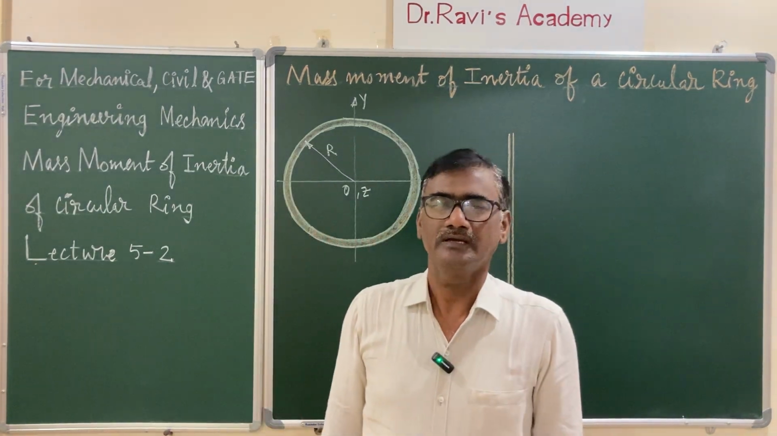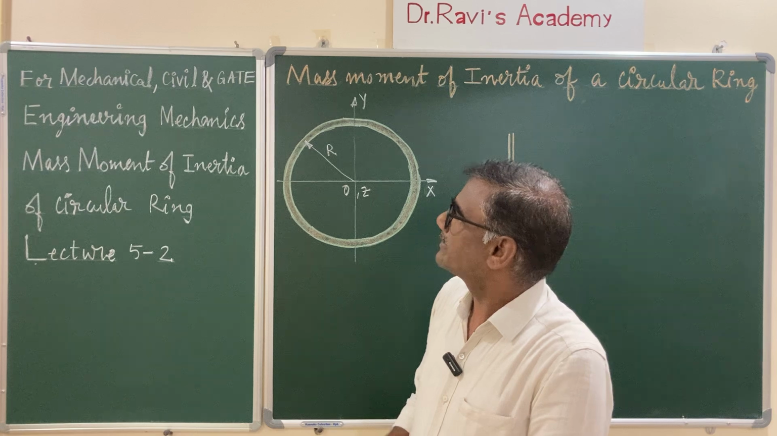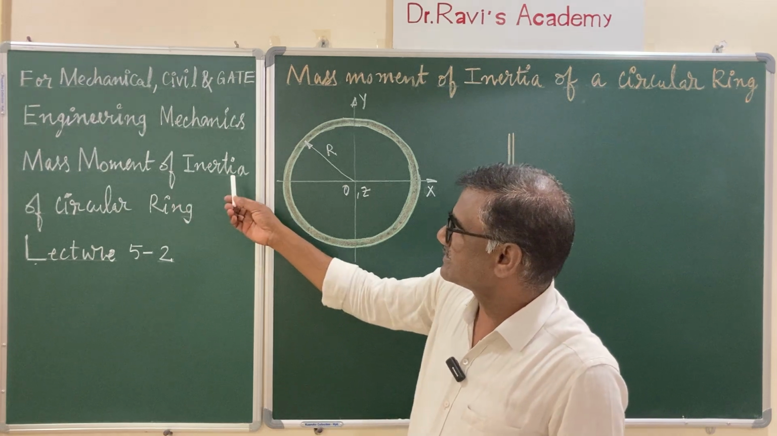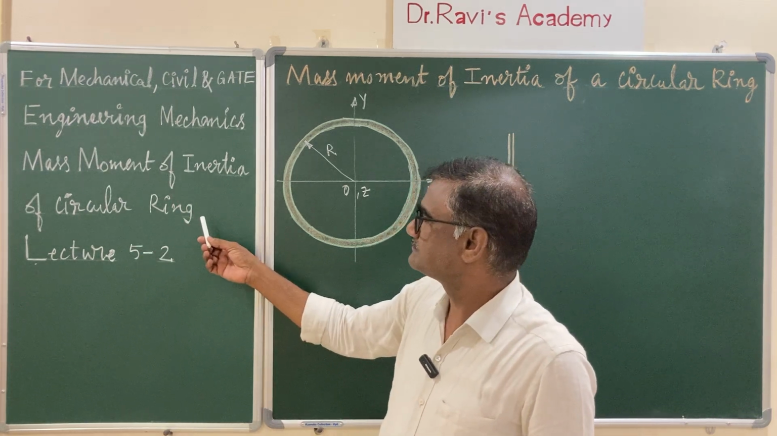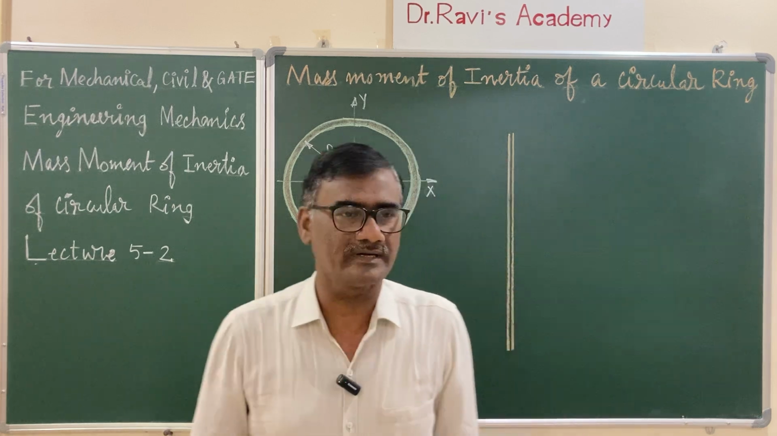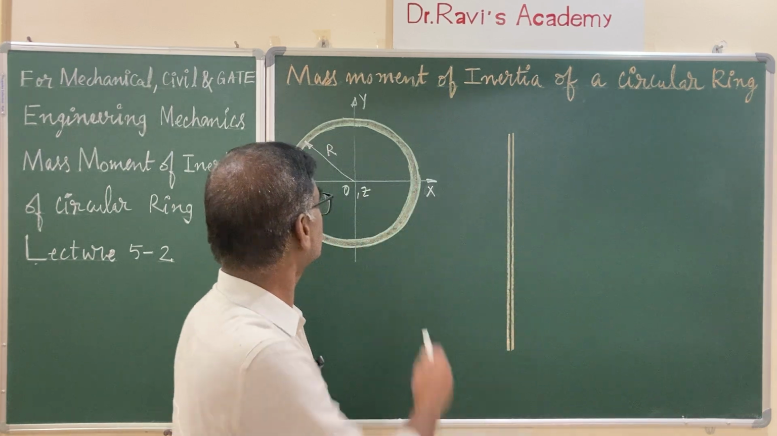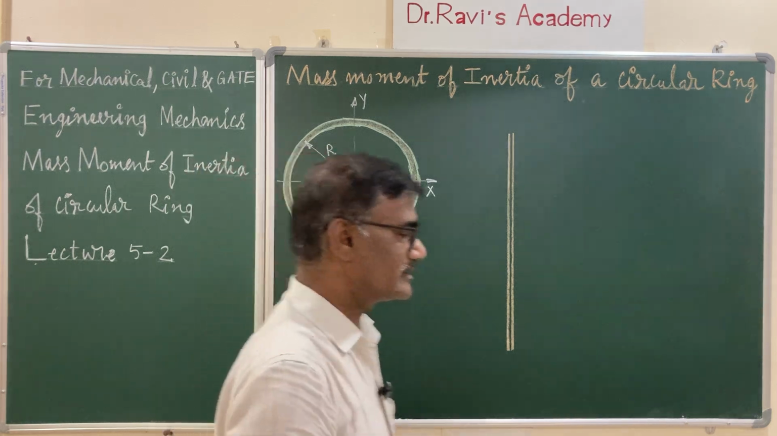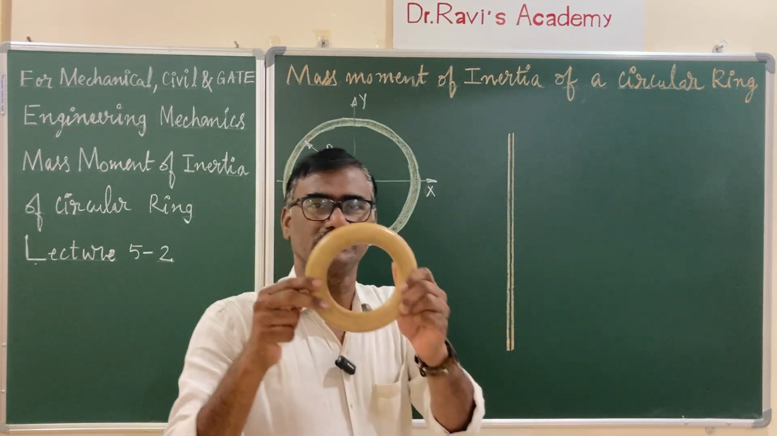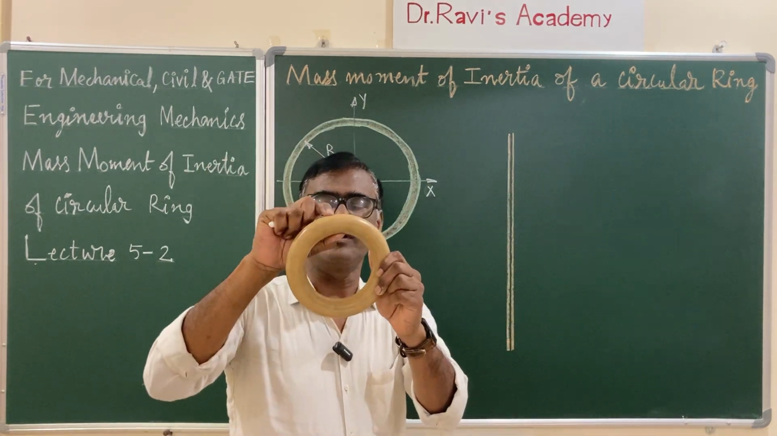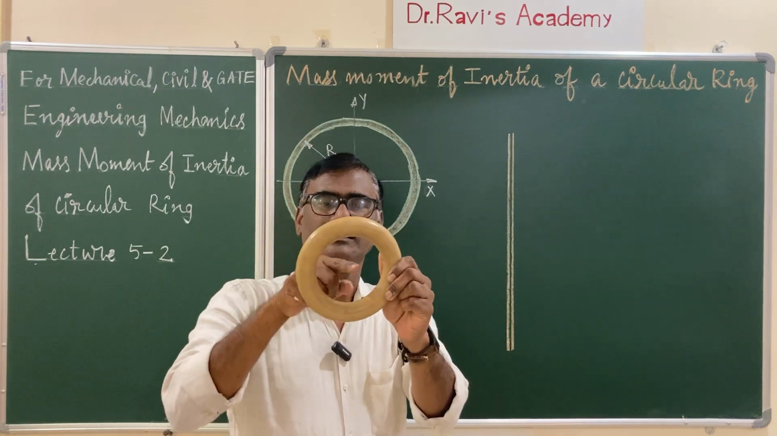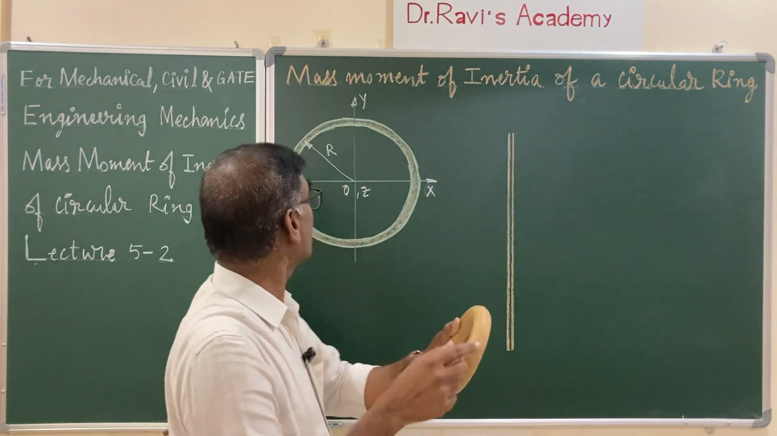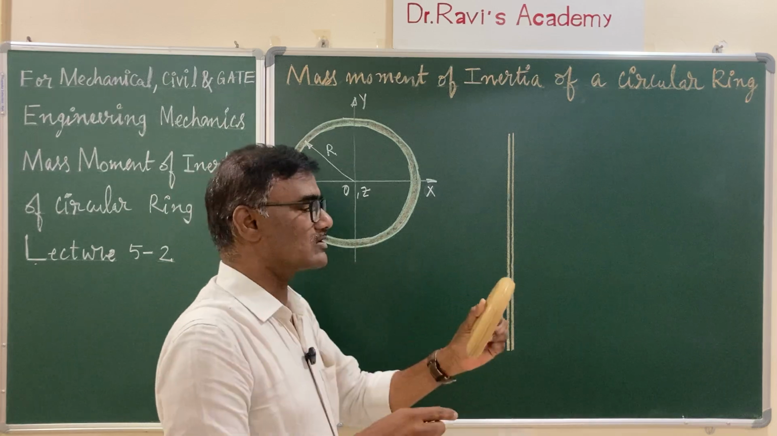In today's video, we will be learning the mass moment of inertia of a circular ring, and the lecture number is 5-2. And let us consider a circular ring with the radius r, and it is something like a toroidal ring. You can see the toroidal ring having a uniform cross-sectional area, and having the mean diameter d and radius r.